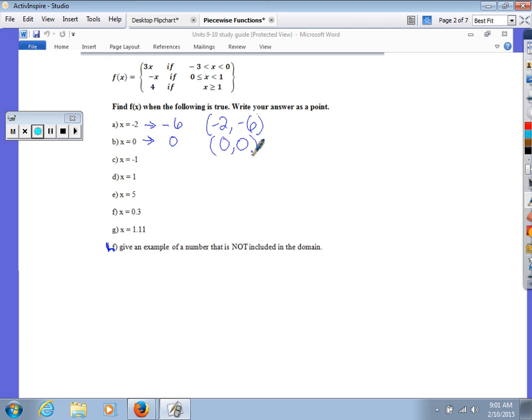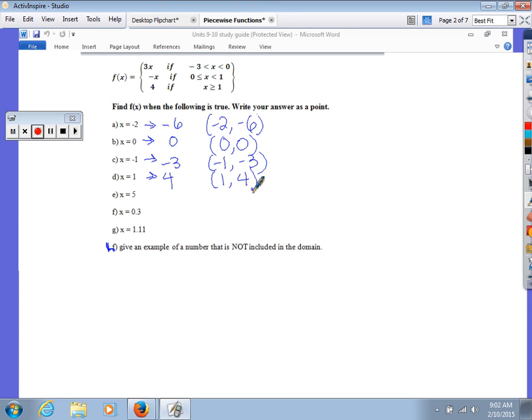Okay, -1. First, second, or third? First. And if you plug in -1 here, what are you going to get out? -3. So what is your point? Beautiful. All right. 1. Where'd you plug that into? First, second, or third? Third. But when we look at our third equation, is there a variable that we can plug in x into? No, so it's just 4. So my point is 1, 4.